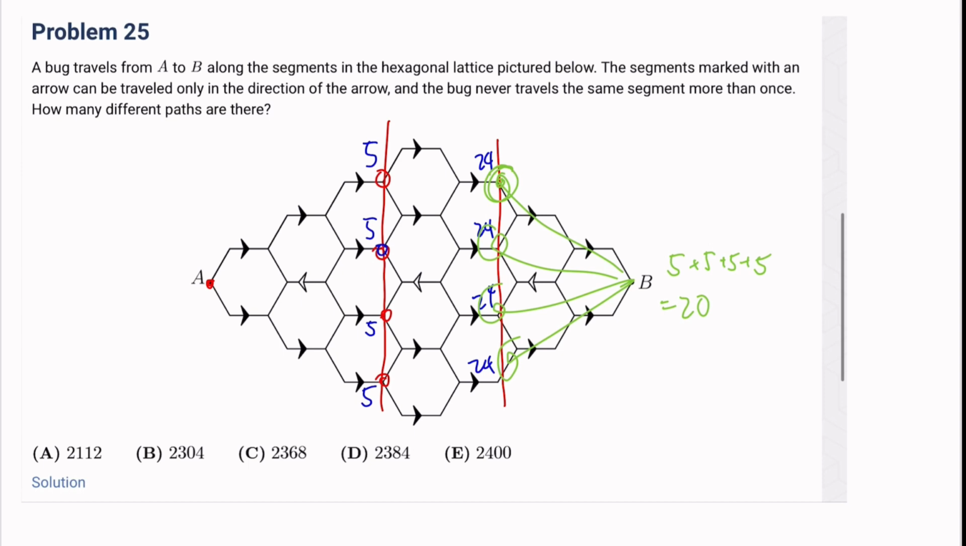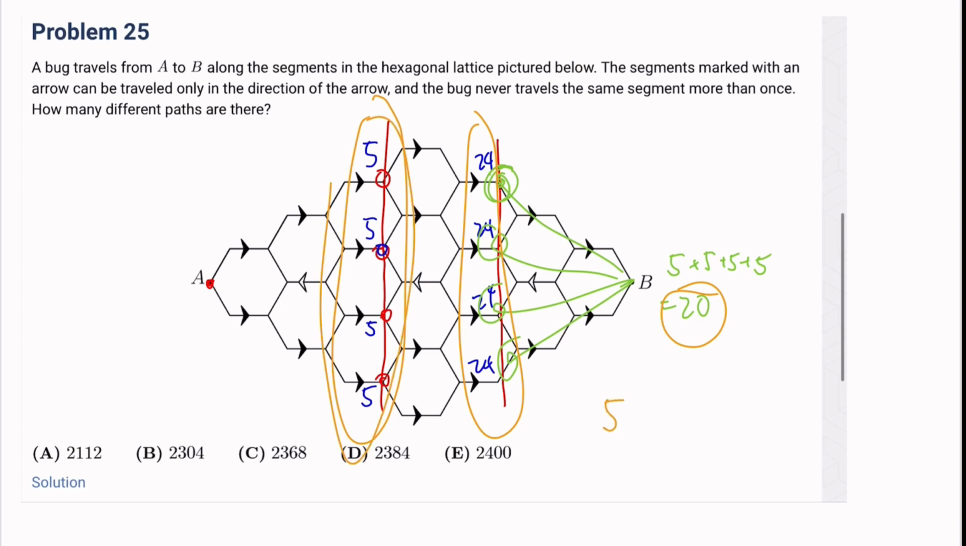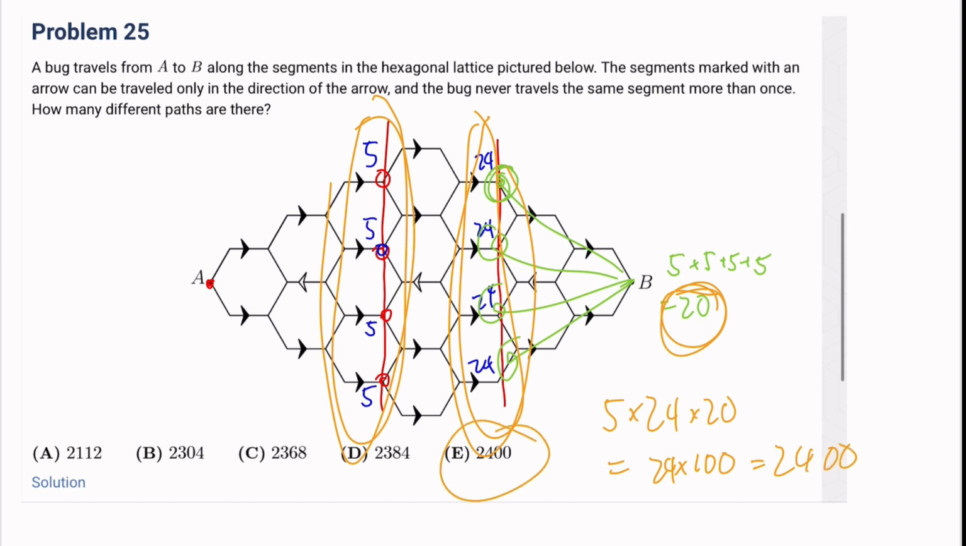And then so what we need to do is, since we can go by each point just once, and all of the possible ways at each checkpoint is the same, we can just multiply one of these, right? So it's 5 from here times 24 times 20 which is from here, right? So this would be 24 times 100. This is 2400. So the answer is E. That was it for problem number 25, and thank you for watching.